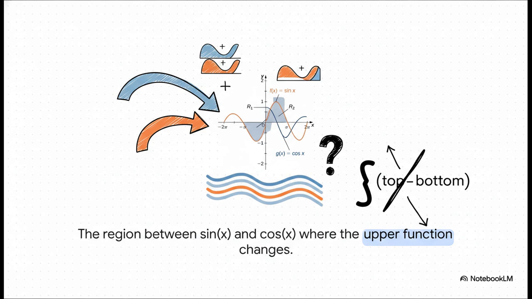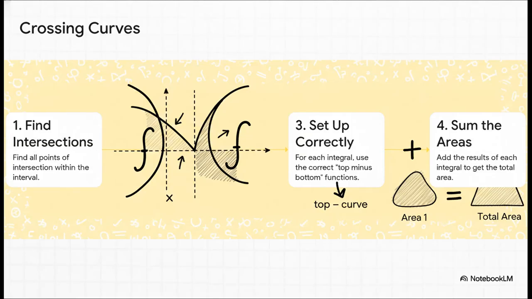In that first chunk, R1, cosine is the top function. But then they cross, and in the second chunk, R2, sine is on top. Suddenly, our super simple top minus bottom rule gets a little tricky, doesn't it? So what's the fix? It's actually pretty straightforward.